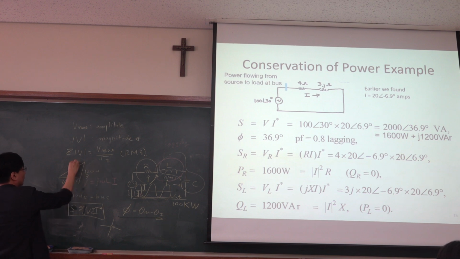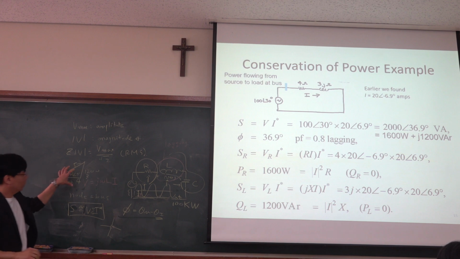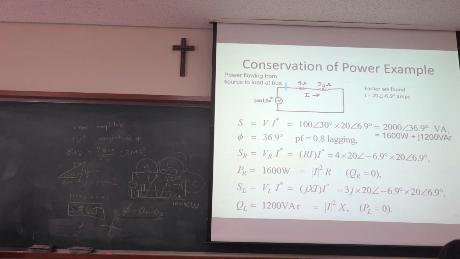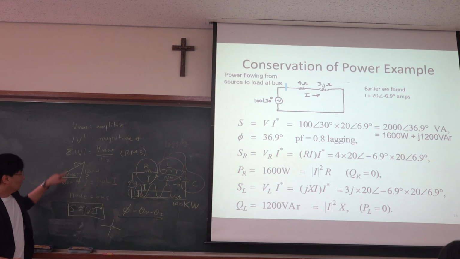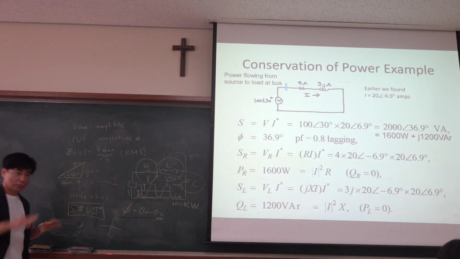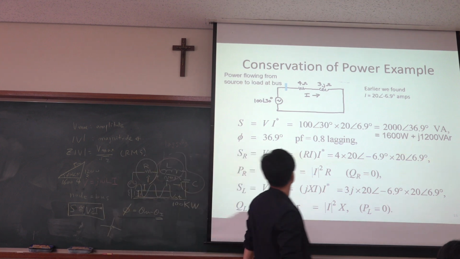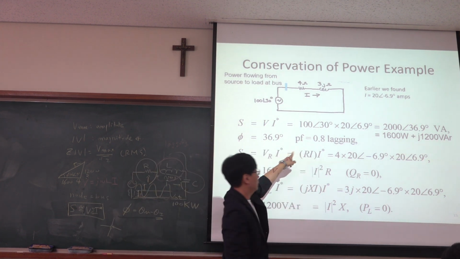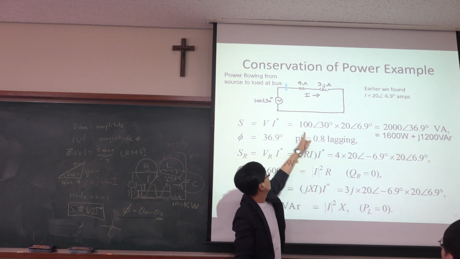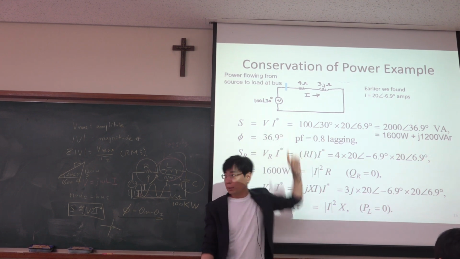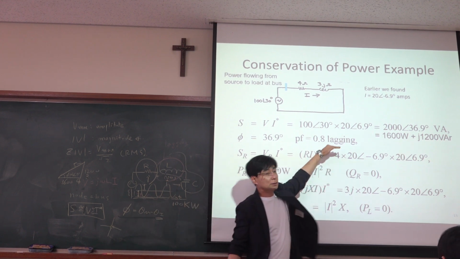So 4, 3, 5, and this angle is 36.9 degrees. This diagram comes again and again because of the 3, 4, 5 triangle and 36.9 degrees, easy to remember. And yeah, the power factor is 0.8 lagging. This angle is positive, and this is about the coil, and then this is lagging.